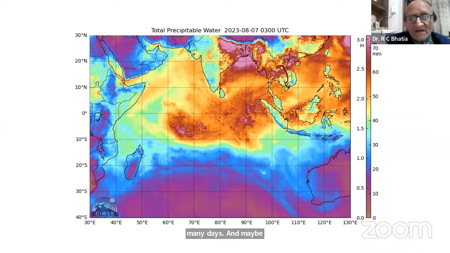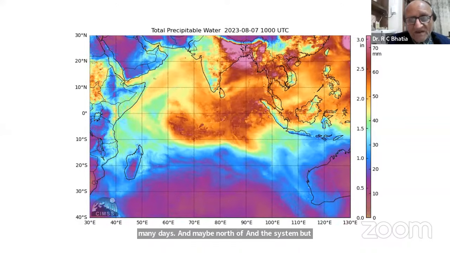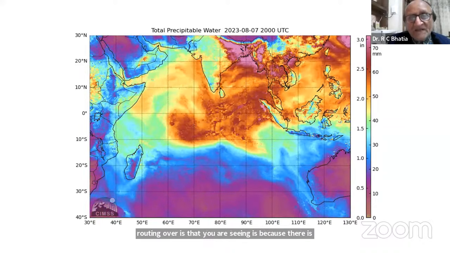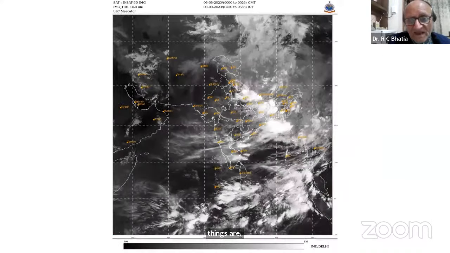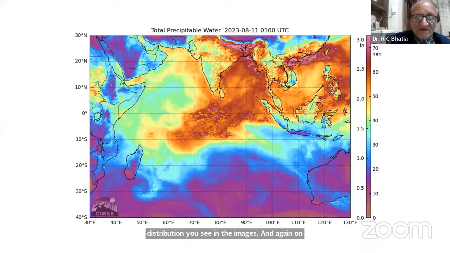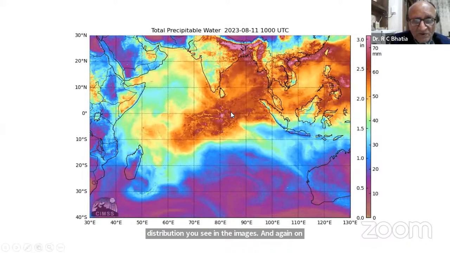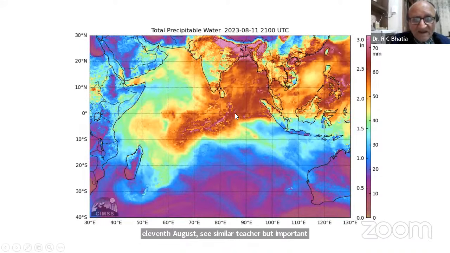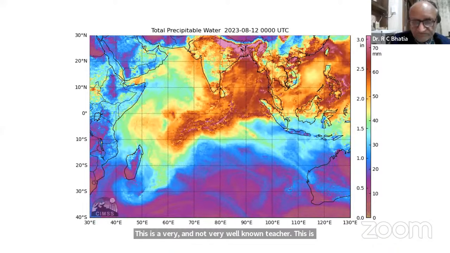And the clouding over the east that you are seeing is because there is a trough from sub-Himalayan West Bengal to the Bay of Bengal. That is why you are seeing it, and this is the distribution you see in the images. And again, on 11th August, a similar feature. But the important thing is, when there is a break monsoon, you are seeing the southern hemisphere equatorial trough. This is a very well-known feature in break monsoon condition.